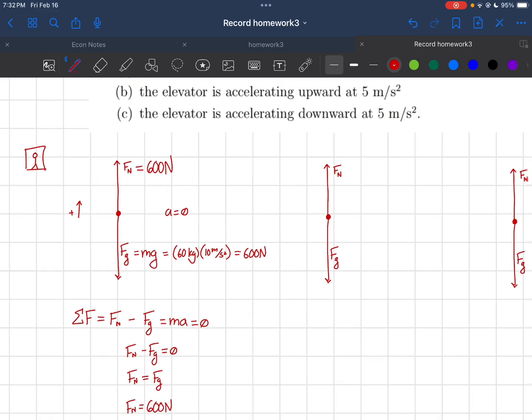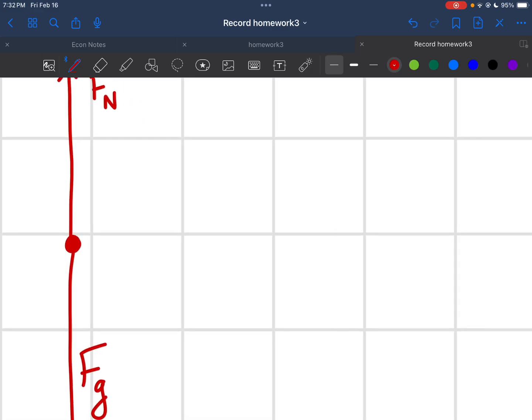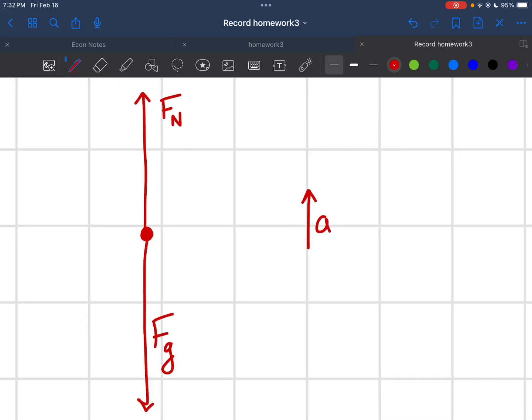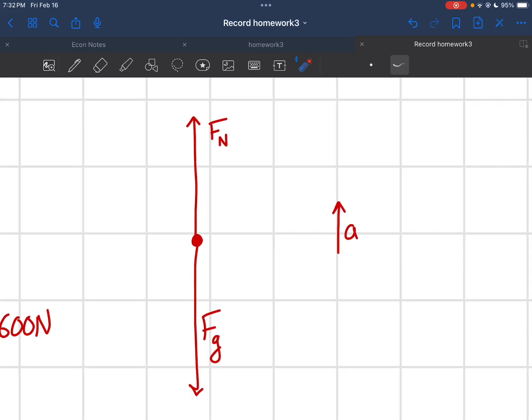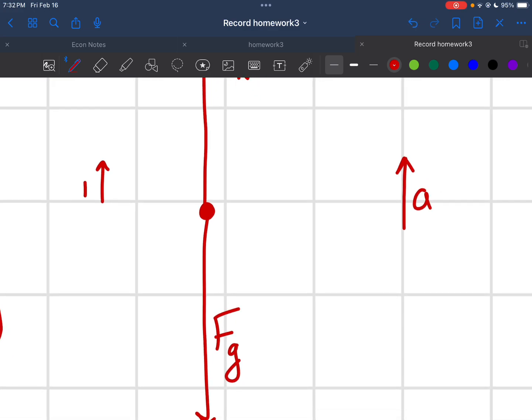Right. So now I just have to move on to my next case, which is my elevator accelerating upwards at 5 meters per second squared. Just as a reminder, I'm going to put that off to the side. Again, my acceleration is upwards, but again, not on my force diagram. For my force diagram, it is what is physically touching the object, and also if we're on Earth, we add gravity to it. And again, I'm just going to say that up is positive to keep things consistent.